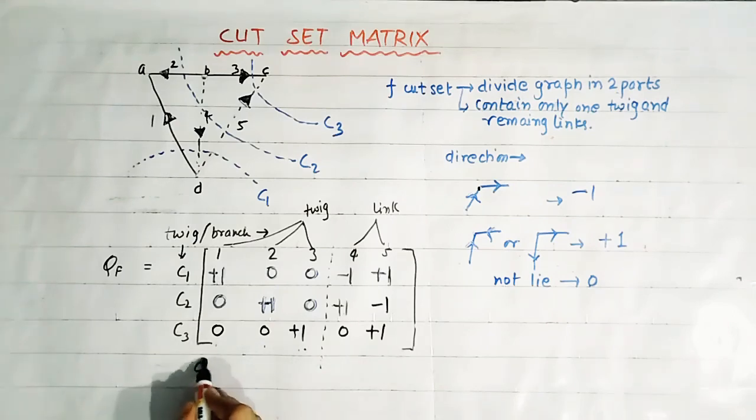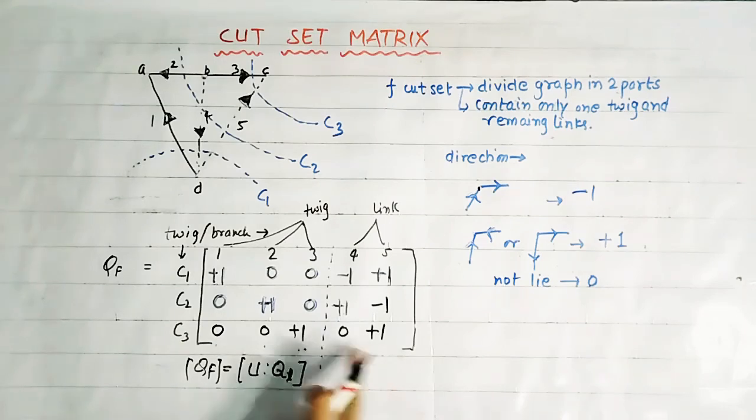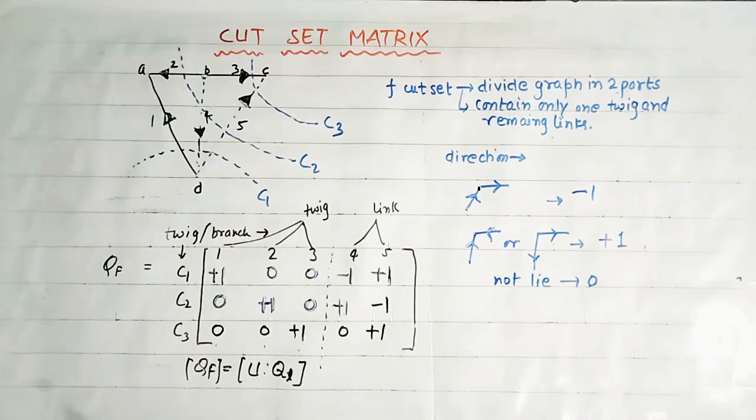So we can write QF equals unity matrix, followed by the links matrix. Okay, because these two columns are formed by links and the first three columns are formed by the twigs. So this is the complete concept of the cut set matrix. I hope you understand the concept.